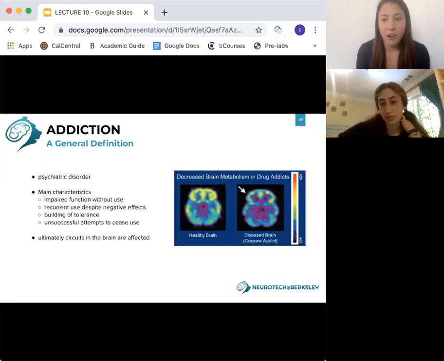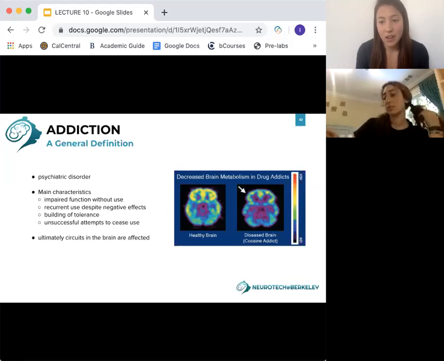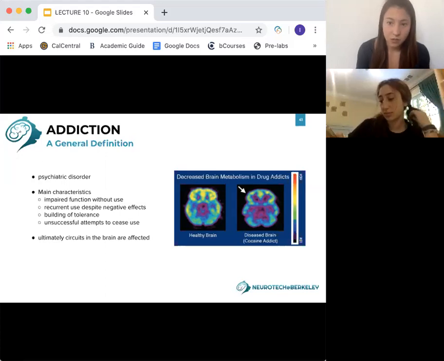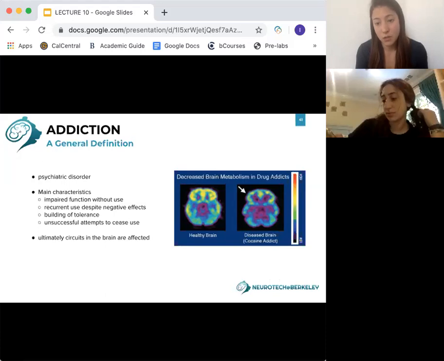Just for some background, addiction is characterized as a psychiatric disorder, which means that it's defined by the DSM-5, which is the baseline text for defining all psychiatric disorders. Generally, there are 4 characteristics that define addiction. Impairment of function without use, recurrent use despite negative social, economic, and physical effects for the user, increased need to take the drug with increased use, and unsuccessful attempts to cease use.